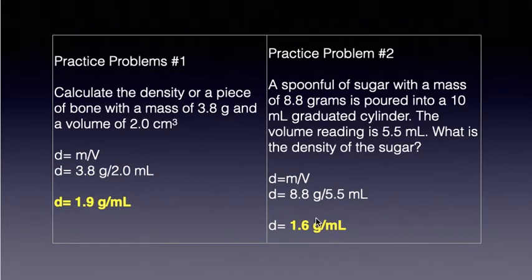Now, each substance has a different density. Just like we see here, the bone's density is 1.9, whereas the sugar's density is 1.6. So each substance has its own density, but that density doesn't change. It doesn't matter how much you have. Whether you have a truck full of sugar or a spoonful of sugar, it's still 1.6 grams per milliliter.